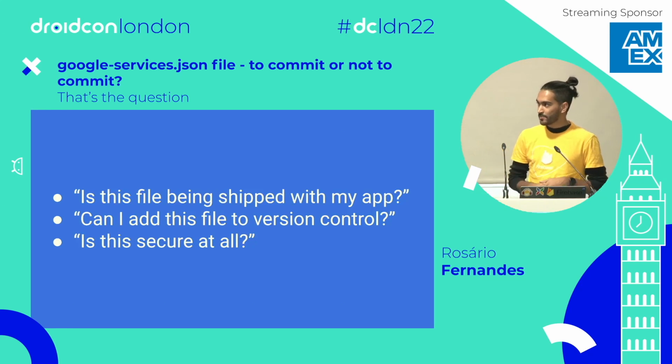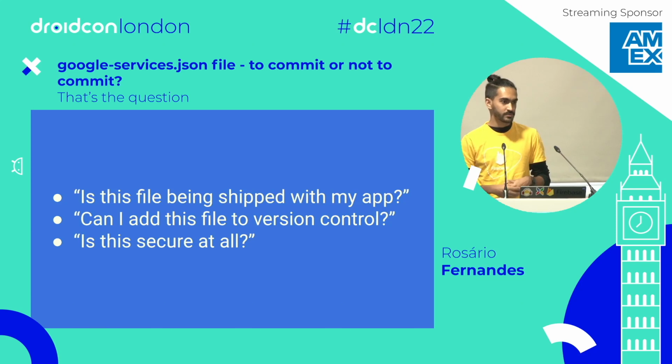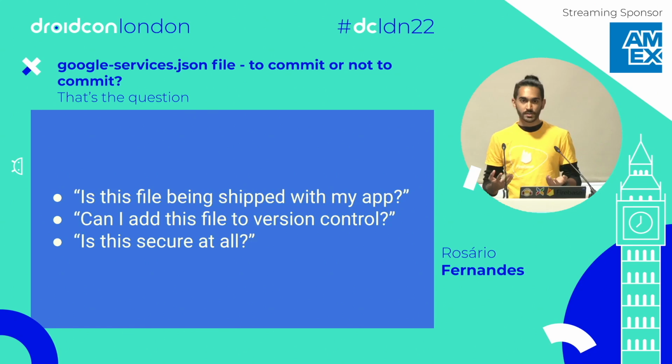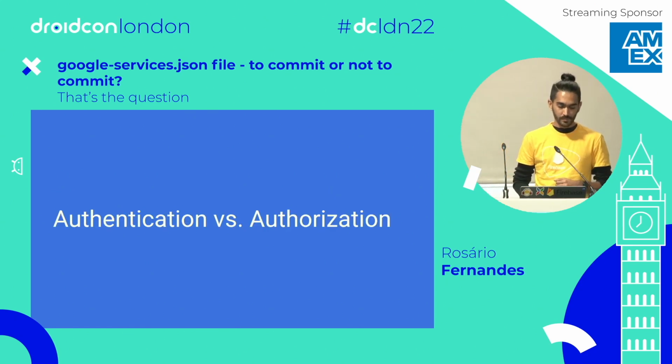So like I said, those are the common questions. Is this being shipped with my app? Can I add this to version control? Is it secure at all? And when we talk about security, there are two terms that we need to talk about first.